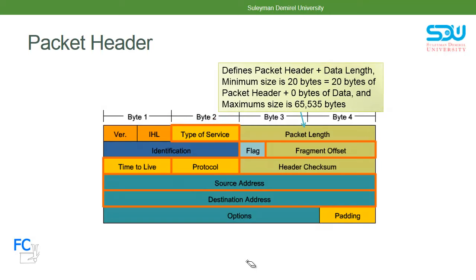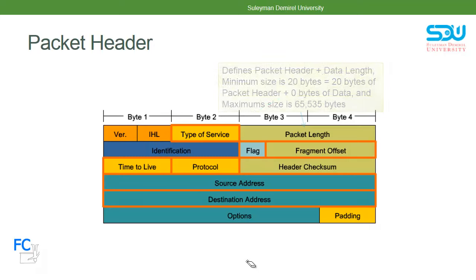Alright, so we have the packet length, which defines the header plus the data of the packet, and actually the minimum size is 20 bytes. Why? Because it is the size of the header. So if you are receiving 20 bytes, or if you are sending 20 bytes of the packet, it means that you are just sending the packet header.